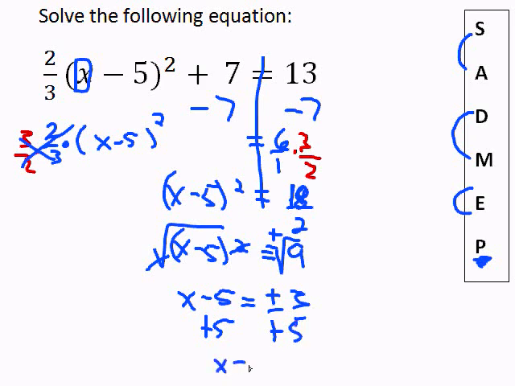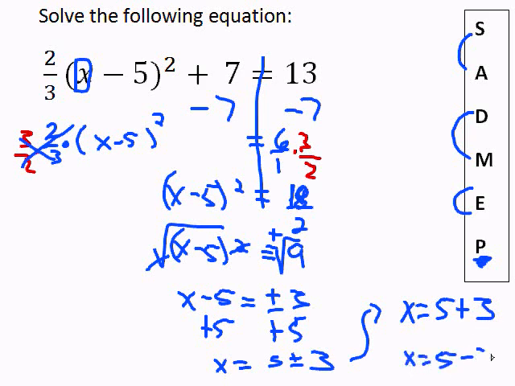giving us x is equal to, now you can't combine a 5 with a plus minus 3 yet. What we're going to do is we're going to write 5 plus minus 3. And then as our final step, or second to final step, we're going to split this up into two different solutions. x is equal to 5 plus 3, and x is equal to 5 minus 3.